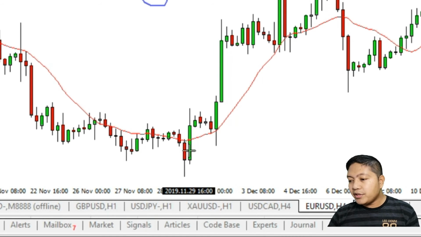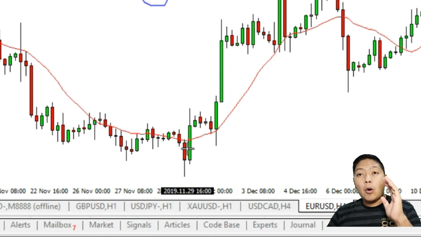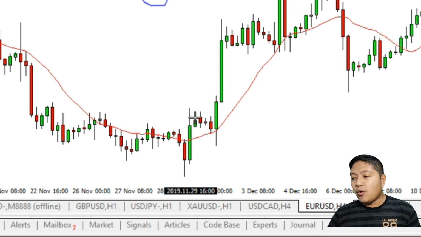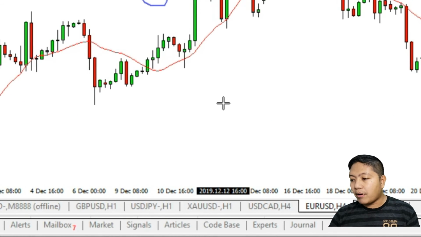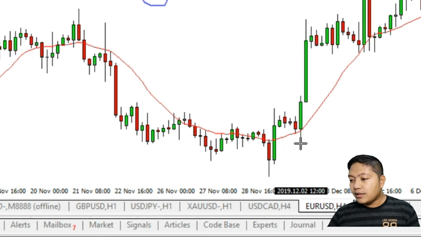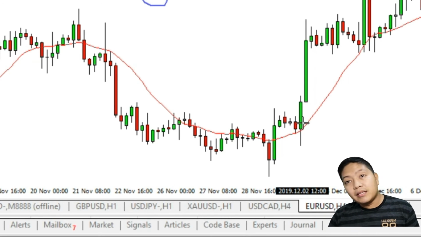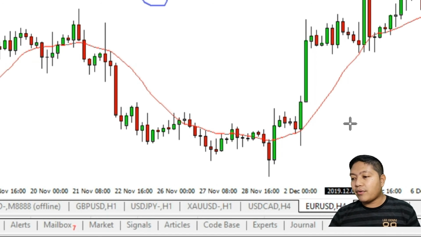So the moment you see this, don't open a trade. Wait for another confirmation, like another pin bar here. The moment you see this type of pin bar, since you're on the 4 hour or 1 hour time frame, you see another pin bar here, another pin bar here. There's a possibility that the market will still go up. There's a bullish market right here.